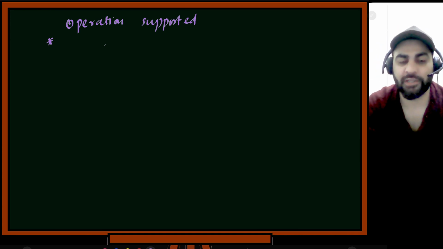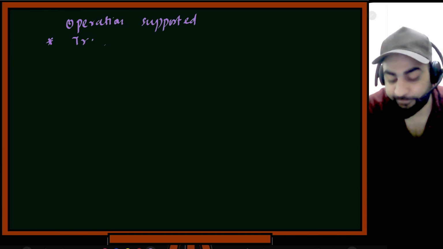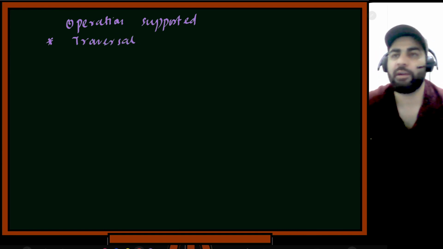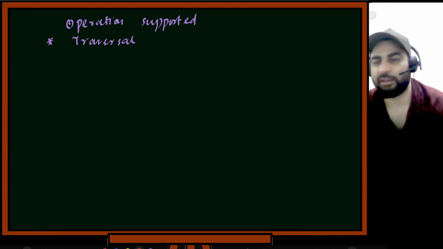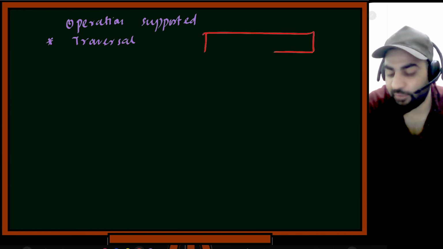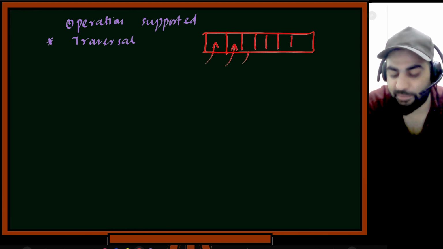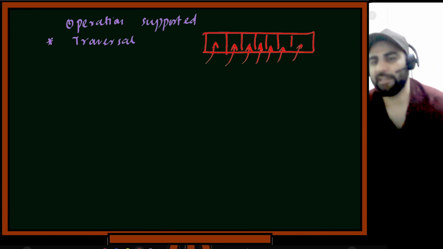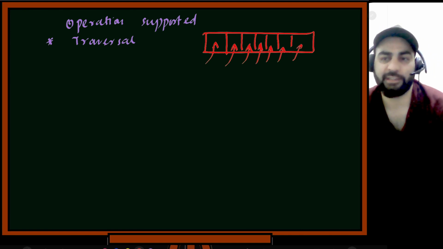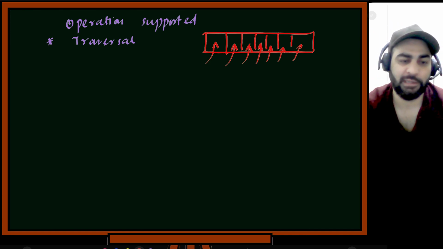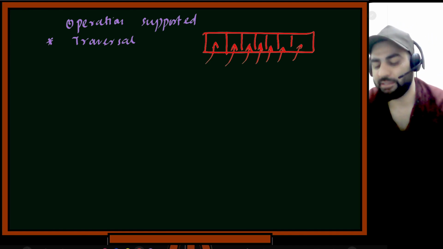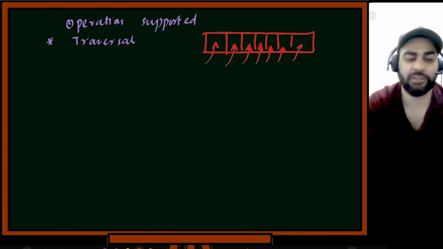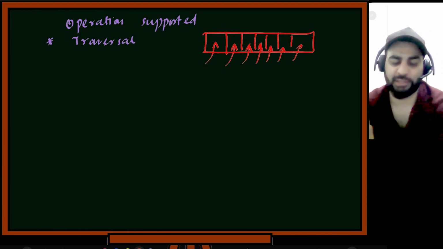So what are the supported operations? The first thing is traversal. What's the meaning of traversal? The literal meaning is you are going element-wise, so you are traversing the whole list. If you have an array like this, you'll first go to this element, then go to this element, then this element, something like this. If you just scan a list, that's traversing, and that's where the word traverse comes from. Travel means you go to places; here you go through the elements.